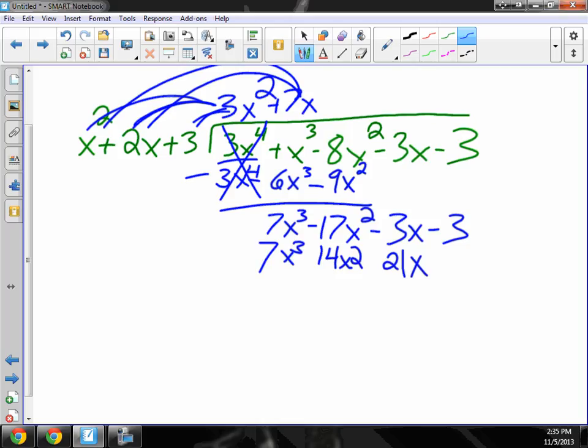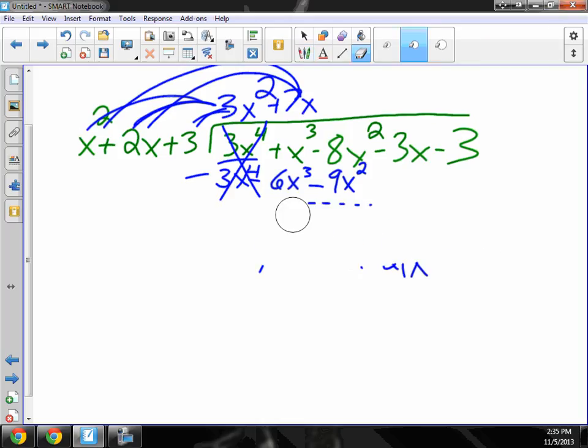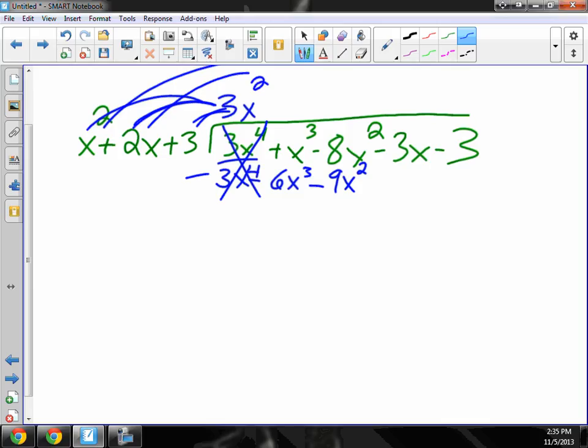Oh my goodness. You guys are way smarter than me. Okay. I didn't see that negative. So this is negative 5x to the third minus 17x squared.